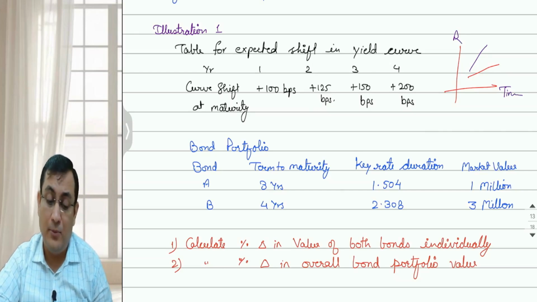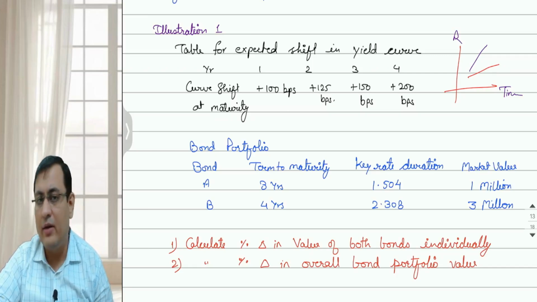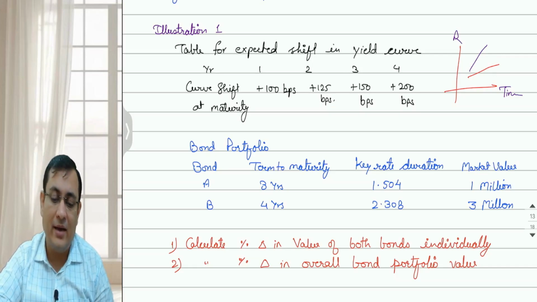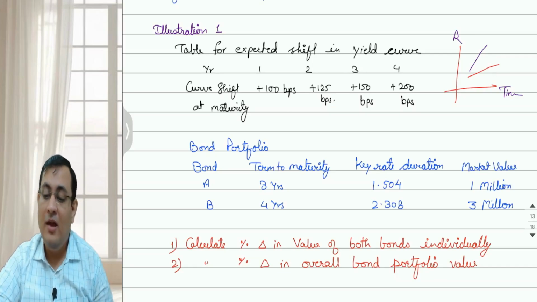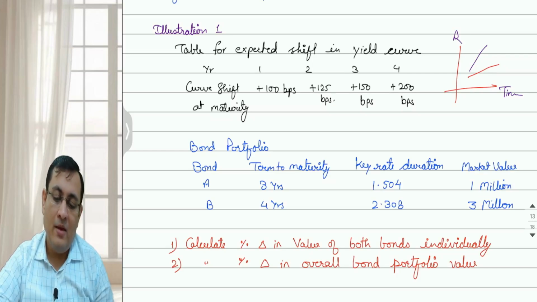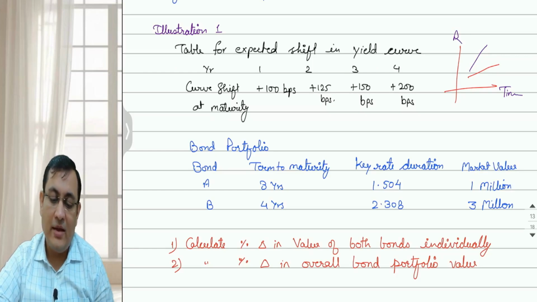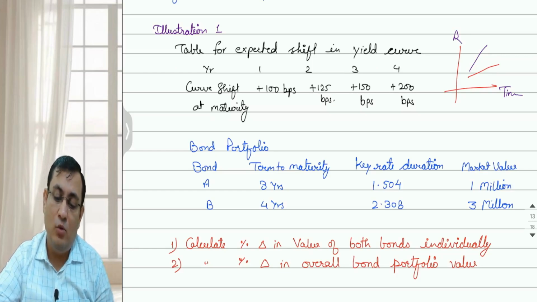Now we have a portfolio of bond A and B. Maturities are already there, but coupon rate etc. are not given, so we are not calculating modified duration. Direct key rate duration is available with us, and the market values are also available with us. So if market value is there, we can calculate the weightage also. Calculate the percentage change in value of both bonds individually.